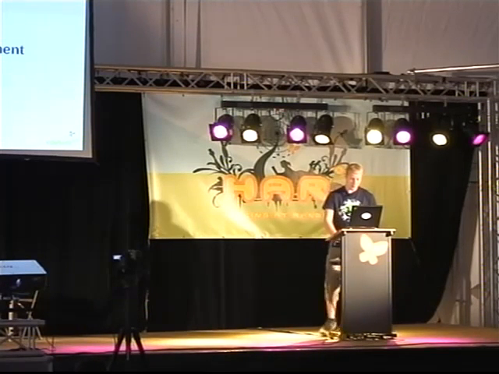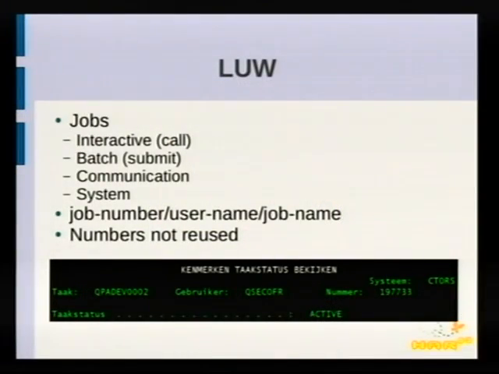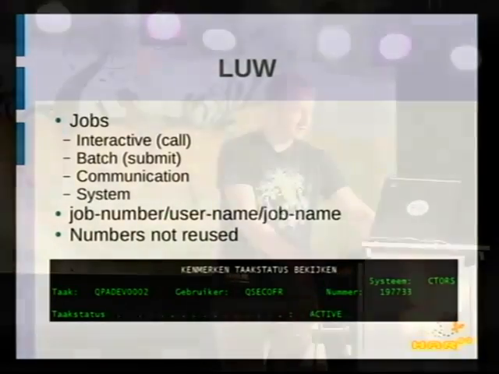Okay, so how do you do work on the system? So a logical unit of work is called a job, and there are several types of jobs. These are the most important ones. So interactive jobs are called, and batch jobs are submitted. And a job is uniquely defined by a job number, a username, and a job name, as you can see in the print screen. So the job name is QPADEV002 by the user QSECOFR with that number there. And these numbers are never reused.